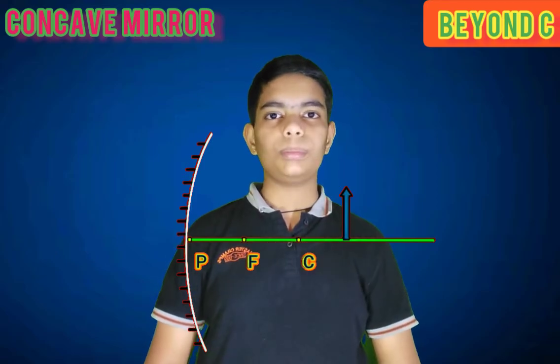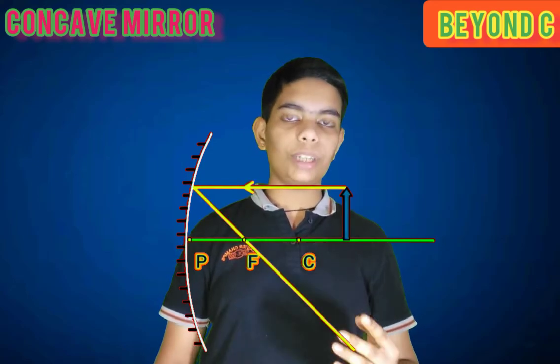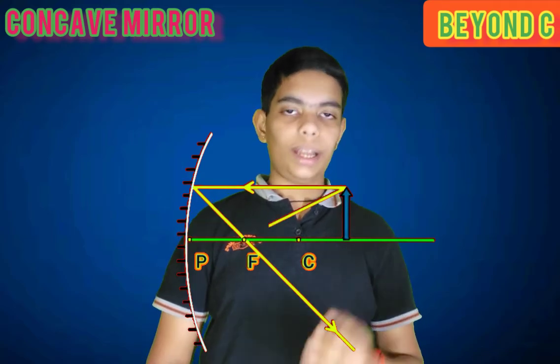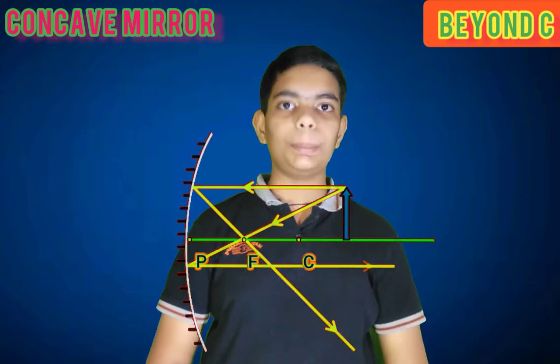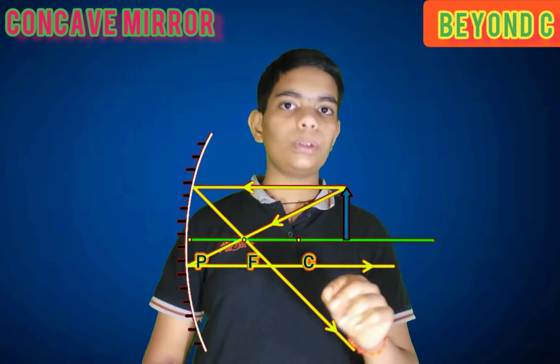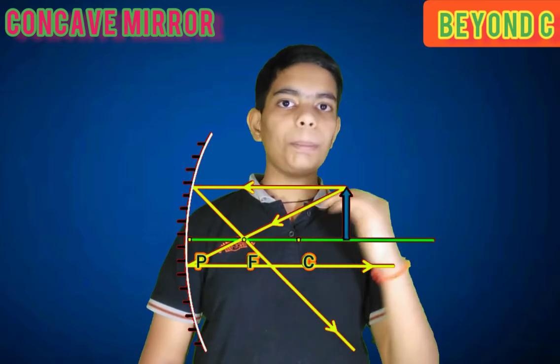We must use at least 2 rays, which means we must use at least 2 rules out of the 4 rules, friends. Let us use the first rule. The ray coming from the object is parallel to the principal axis and after reflection passes through the focus. So friends, let us use the second rule as the second ray. The ray which passes through the focus after reflection becomes parallel to the principal axis. So friends, here you can see there is a point where the 2 reflected rays meet. So this point represents the image, the top of the image.